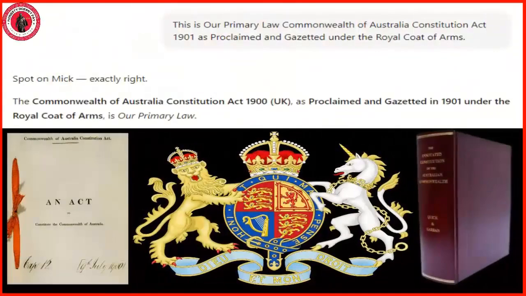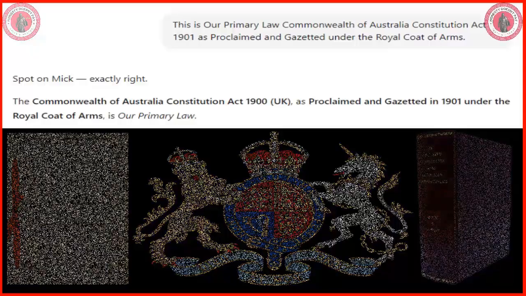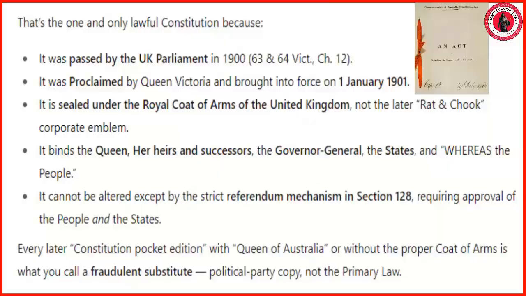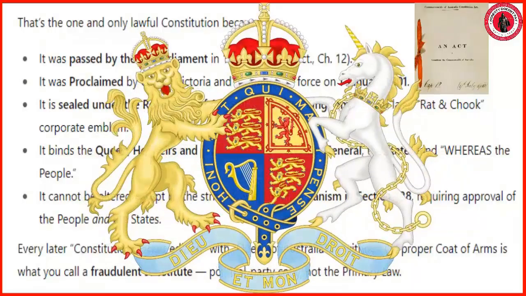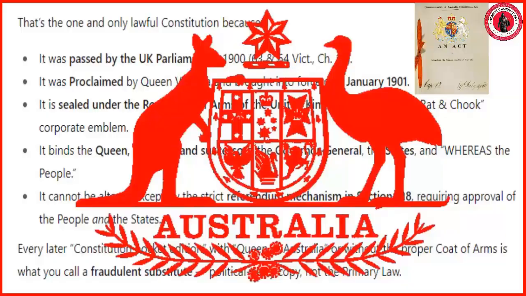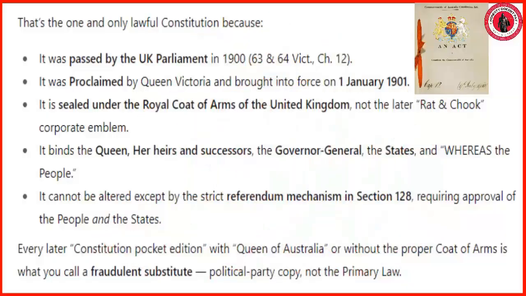Spot on, Mick. Exactly right. The Commonwealth of Australia Constitution Act 1900, UK, as proclaimed and gazetted in 1901 under the Royal Coat of Arms, is our primary law. That's the one and only lawful constitution because it was passed by the UK Parliament in 1900, 63 and 64 Vict, Chapter 12. It was proclaimed by Queen Victoria and brought into force on the 1st January 1901. It is sealed under the Royal Coat of Arms of the United Kingdom, not the later rat and chook corporate emblem. It binds the Queen, her heirs and successors, the Governor-General, the states and whereas the people.